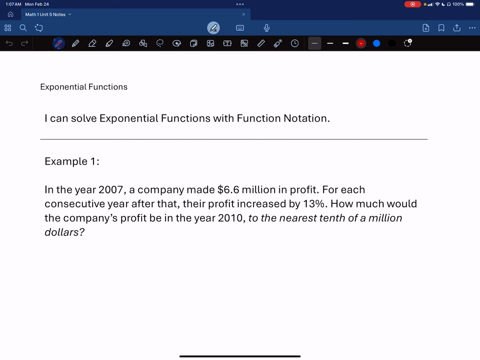In the year 2007, a company made $6.6 million in profit. For each consecutive year after that, their profit increased by 13%. How much would the company's profit be in the year 2010 to the nearest tenth of $1 million?